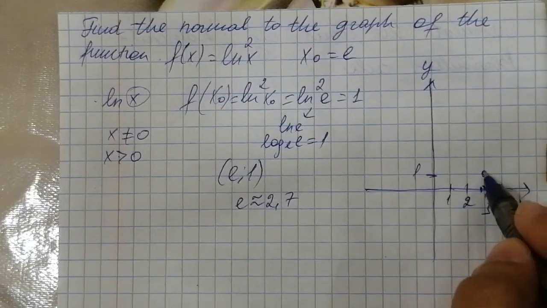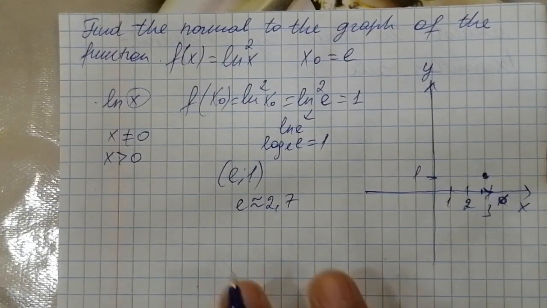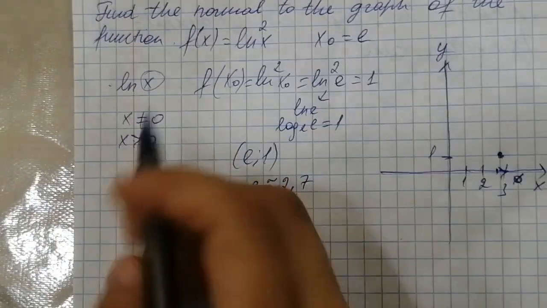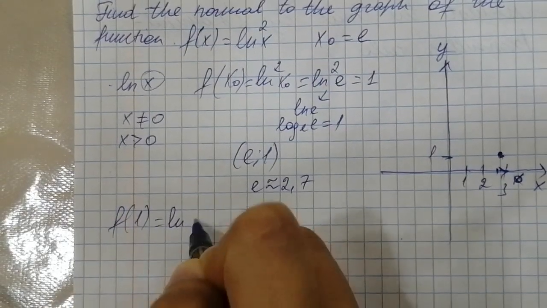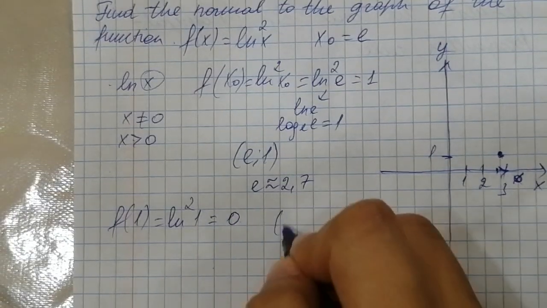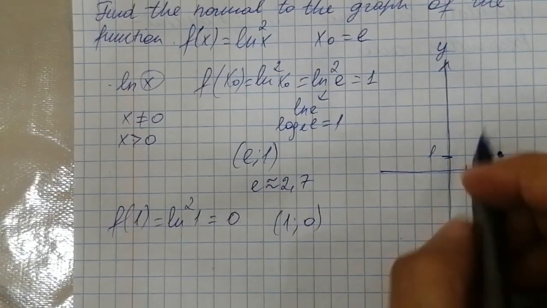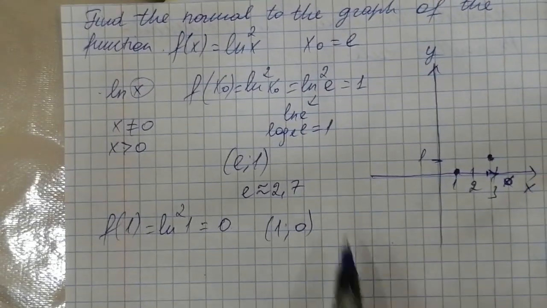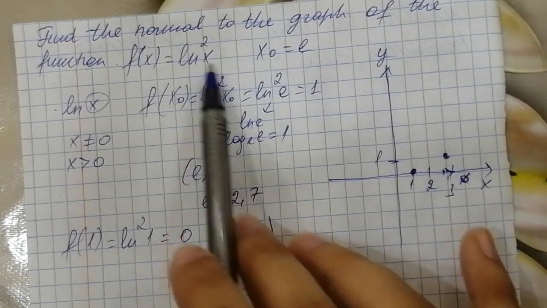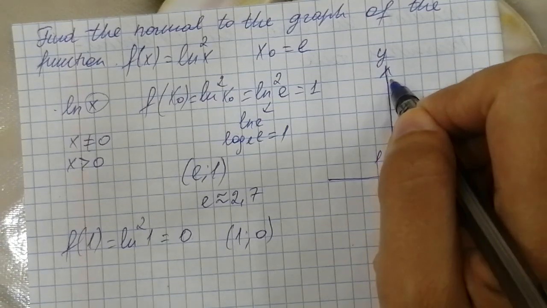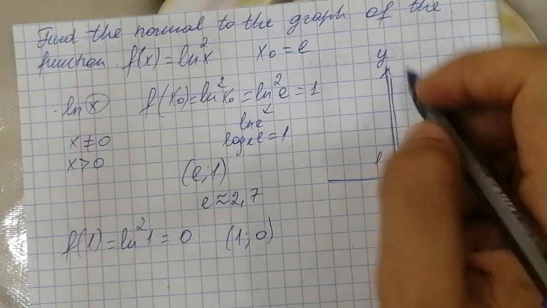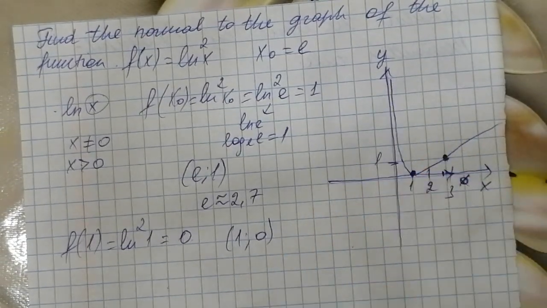Then let's find other points so we can draw the curve. Let's say x is equal to 1, then f of 1 is equal to the square root of ln 1, that is the square root of 0, which is 0. The other point is (1, 0). x can't get any negative number, and between 0 and 1 the square root of ln x will get values somewhere like here, and the graph of the function will be in this way. This is the graph of the function f of x.